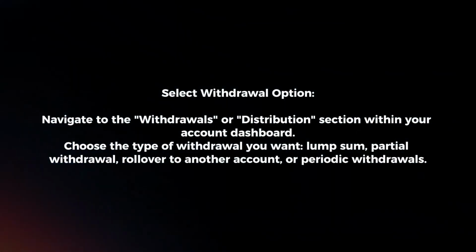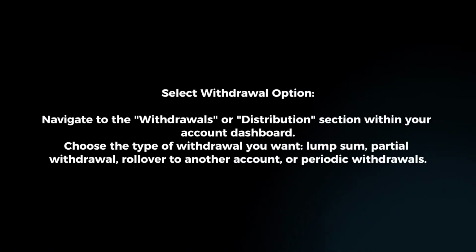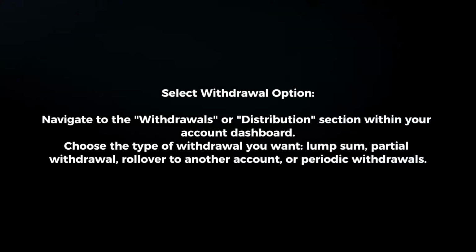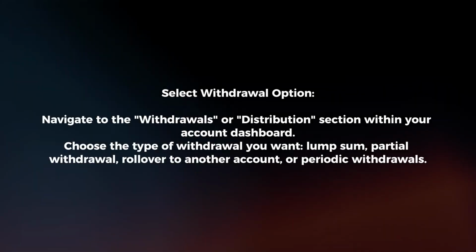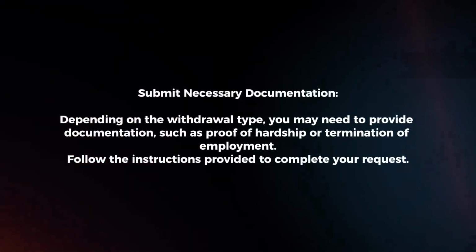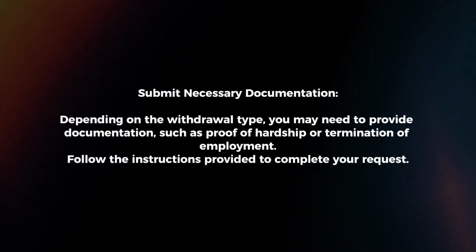Select withdrawal option. Navigate to the Withdrawals or Distribution section within your account dashboard. Choose the type of withdrawal you want: lump sum, partial withdrawal, rollover to another account, or periodic withdrawals. Submit necessary documentation. Depending on the withdrawal type, you may need to provide documentation, such as proof of hardship or termination of employment. Follow the instructions provided to complete your request.